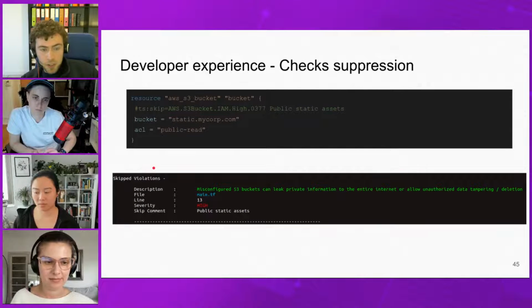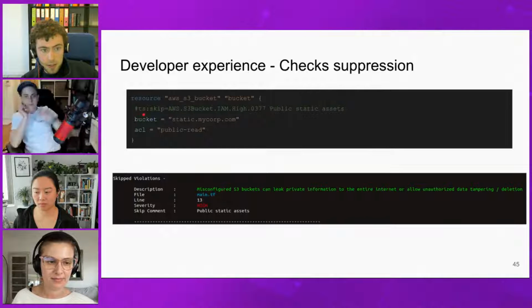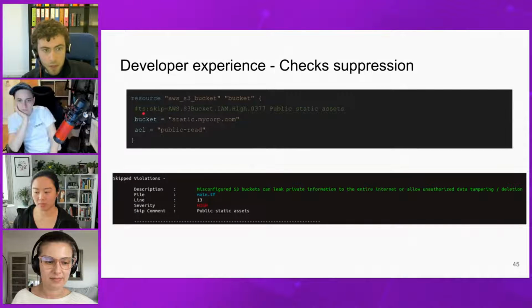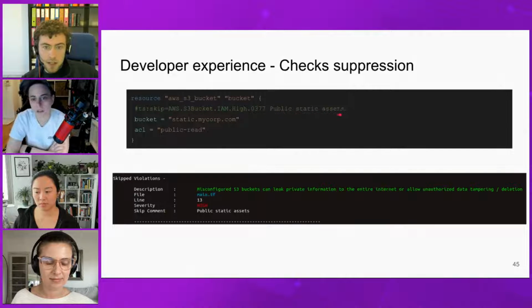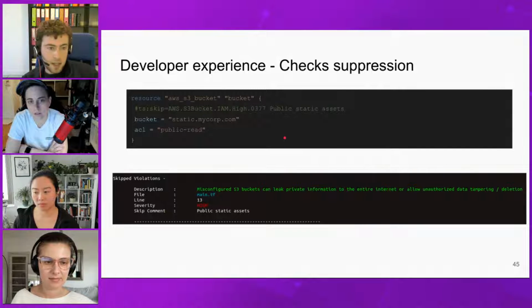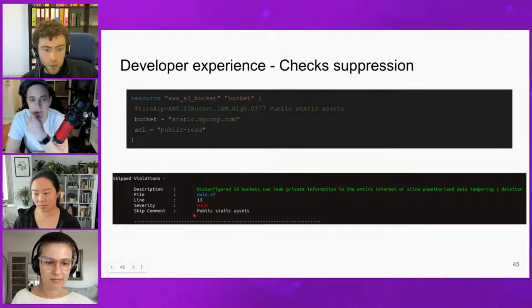The text suppression is really about trying to allow people to suppress some findings directly by annotating their code with a comment. So here, this is the format for Terrascan, where we say, Terrascan, we want to skip this specific check. And the reason is that we know that this is an S3 bucket that is for public static assets, and we don't really care about this. So when we run Terrascan, it will show us that this violation is going to be skipped.